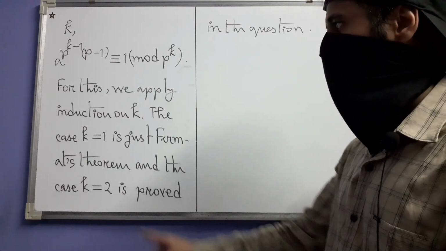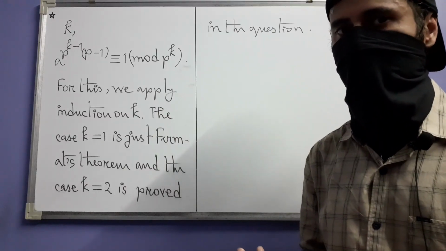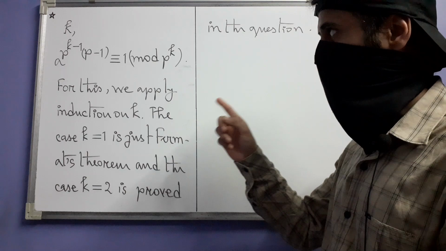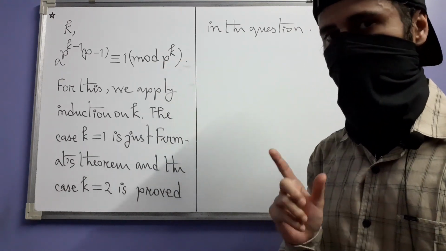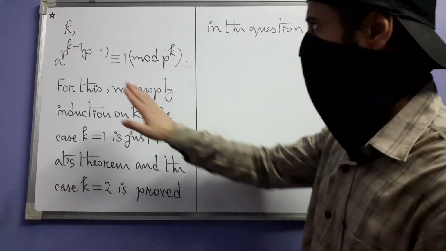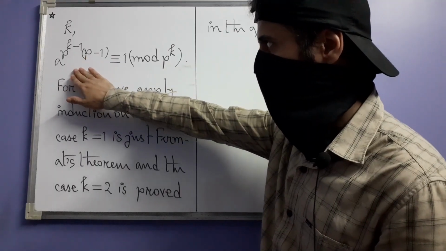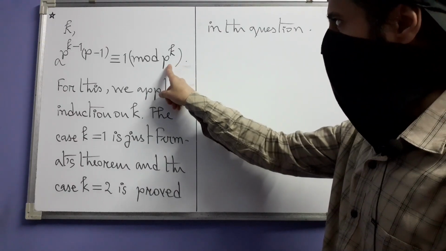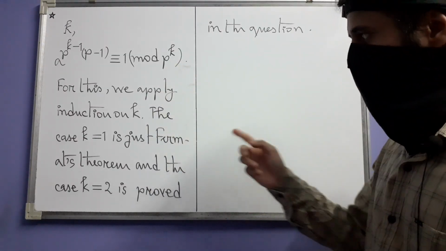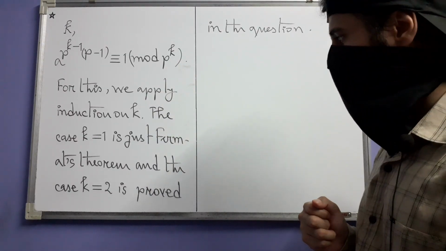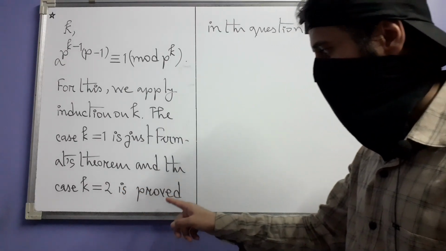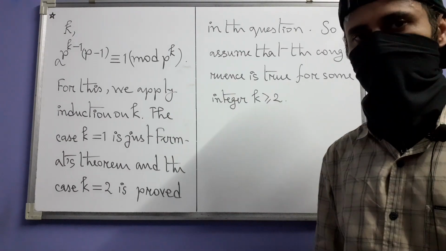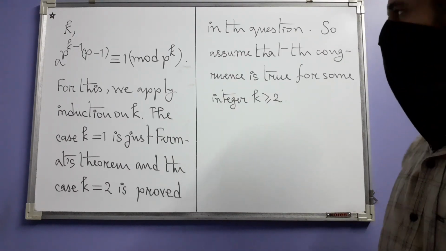Now regarding the induction approach, we of course first of all need a basis. For basis, the first value is k. You can take k equal to 1 and you will note that in that case this congruence is nothing but the conclusion of Fermat's theorem, because if you take k equal to 1, the left hand side becomes a to the power p minus 1 and this modulus becomes p. So that case is already with us and the case k equal to 2 is in fact proved in the exercise, in the question.